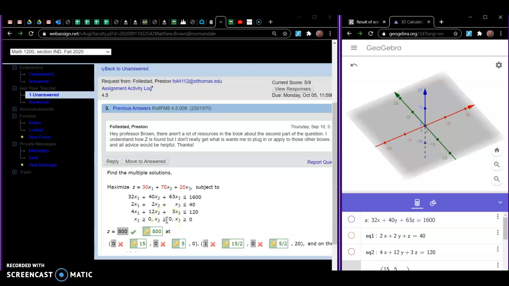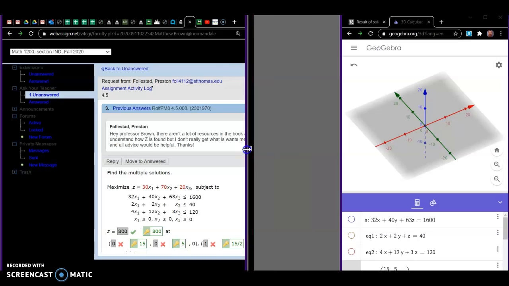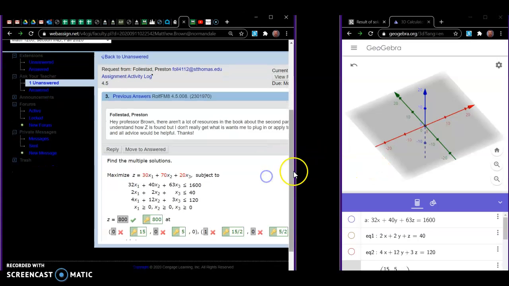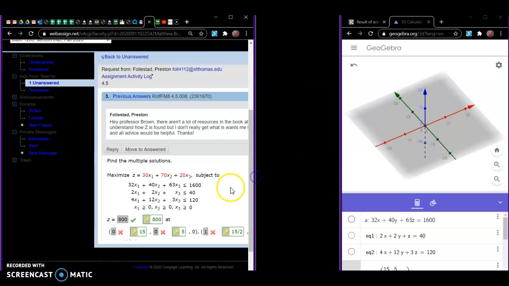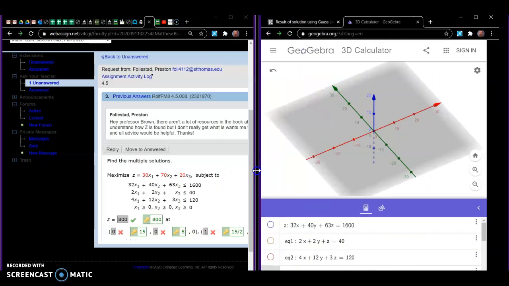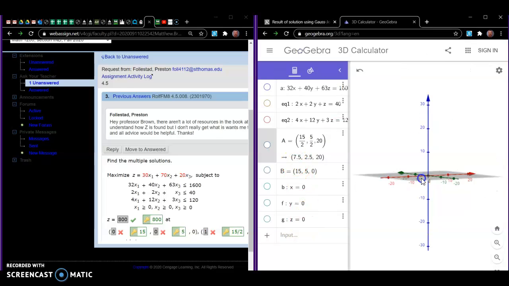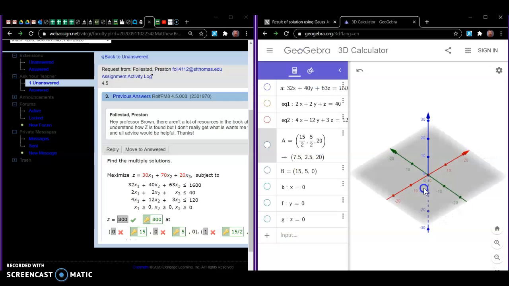What is it talking about? Like, what do these points actually mean? Technically, I wanted to show you real quick on a three-dimensional graph. Since there's three variables, x1, x2, x3, you can think of it as x, y, and z on a three-dimensional graph. So this is a three-dimensional graph on GeoGebra.